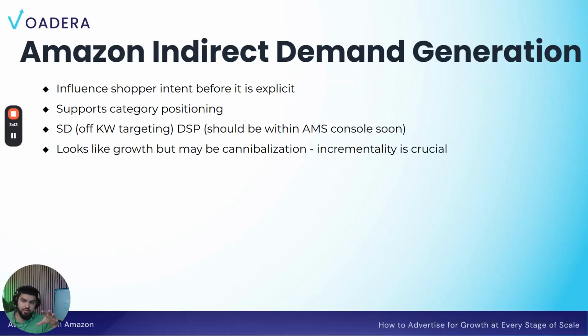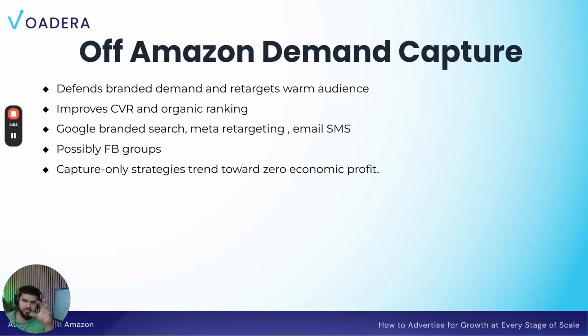So within AMS or Campaign Manager, I know they introduced AMC, the Amazon Marketing Cloud, which obviously is advertising spend, but they're still upgrading that portal. And they're saying that they're going to add DSP to it, which is exciting. It looks like growth, but it could be cannibalization. So something to be aware of. You want to measure incrementality with this one.